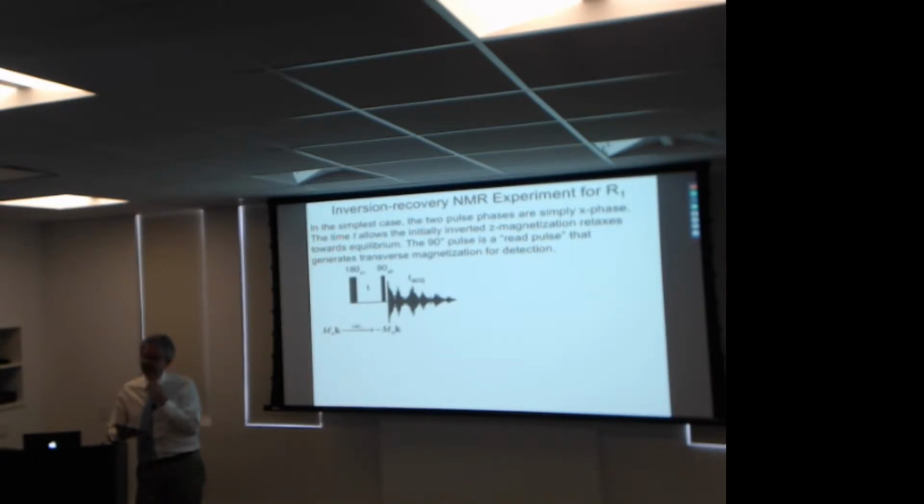So what can we do with our simple mathematics so far? We basically can use the right-hand rule to rotate magnetization around the Cartesian axes, or we have the matrices that we can multiply the vectors by. So another experiment that we could do is the inversion recovery experiment.